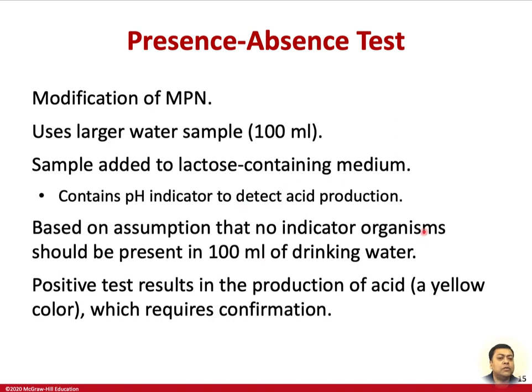This test uses a broth, which is a lauryl tryptose broth. Again, this lauryl tryptose broth particularly selects the coliforms. Also in this broth, there is an indicator, which is bromocresol purple. This bromocresol purple will turn into a yellowish color if there is any fecal contamination. So this bromocresol purple is purple in color, but a positive test or presence test will produce a yellow color, and that will again tell that there is presence of some fecal contaminant or the coliform, and then you can do some confirmatory tests.